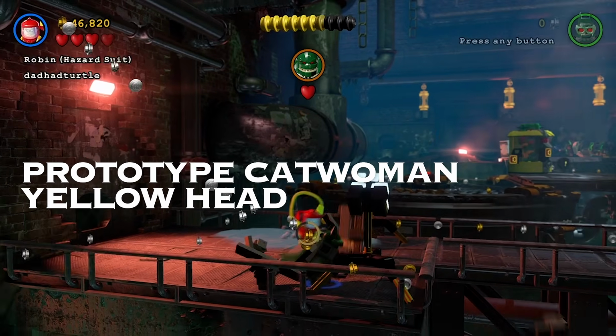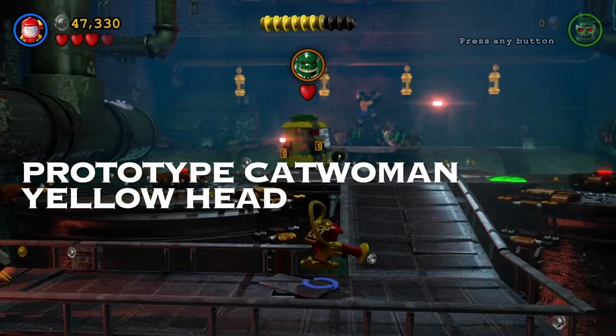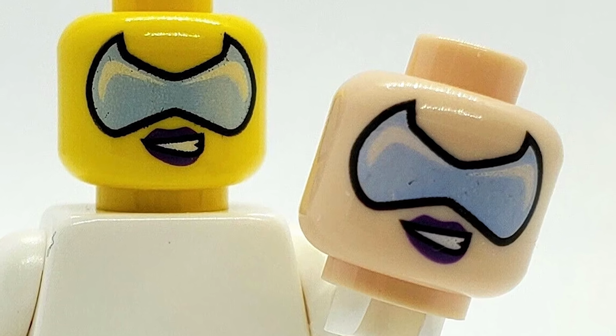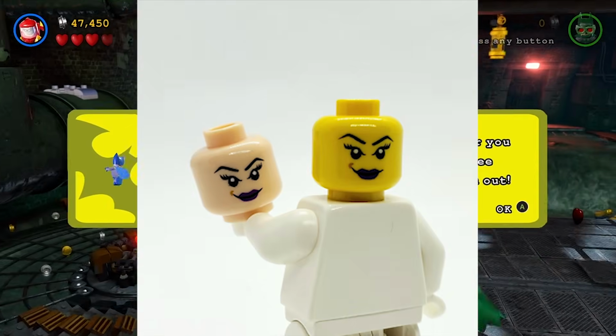Prototype Catwoman Yellow Head. Out of the various misprinted LEGO minifigure heads floating around out there, one of them is this Catwoman head for the 2012 minifigure.